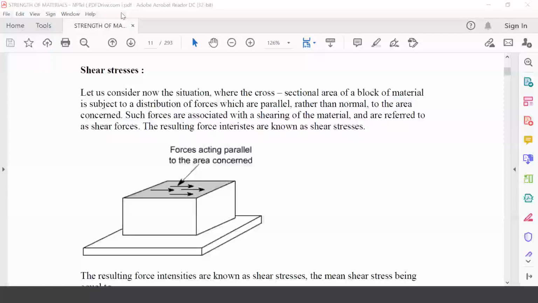Now we'll go to shear stress. The previous part, is it clear? Yes, sir. Okay.